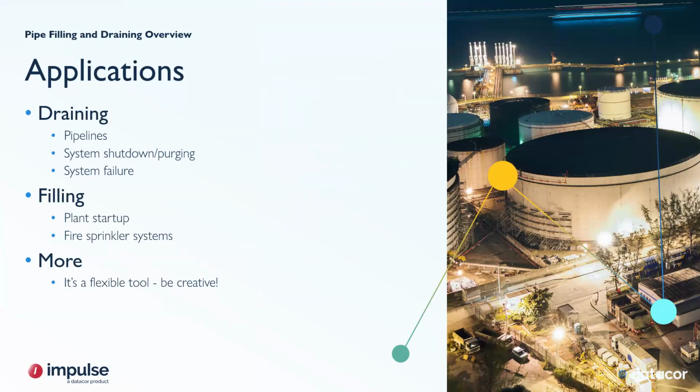So when would you want to use this capability? Well, for draining applications, it could be pipeline draining as a result of a pump trip or routine system shutdown. Maybe you want to model purging a line with an inert gas like nitrogen, or modeling leaks or more catastrophic system failure or a control valve failing open. For filling, you can use this to model plant startup or perhaps modeling systems that start dry, such as fire sprinkler systems.